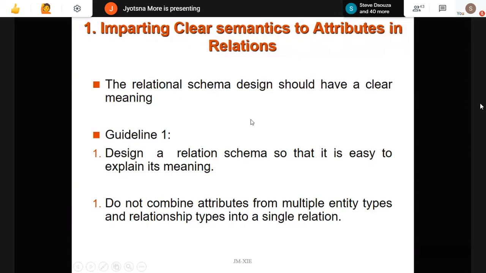So for that, what guidelines have they given? The relation schema design should have a clear meaning. Whatever table name or attribute name you give, give a proper name for it. So the guideline is: design a relation schema so that it is easy to explain its meaning. Do not combine attributes from multiple entity types and relationship types into a single relation. Sometimes students add 10, 12 attributes to the relation.